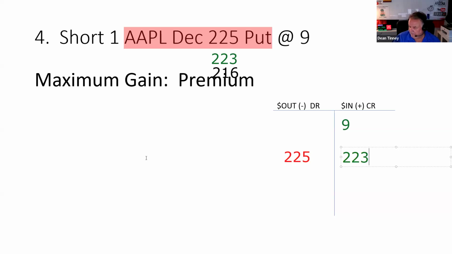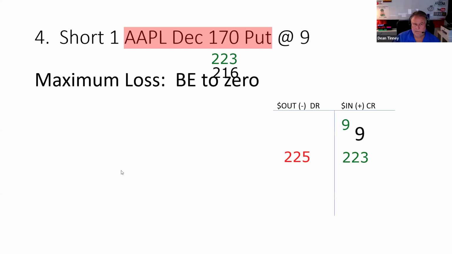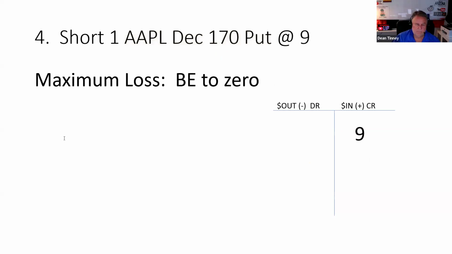But remember, you collected how many? 9. You still have more money in than money out, right? So you're still a winner. The maximum loss. Okay, this was my idea. Test questions solicited. My idea.